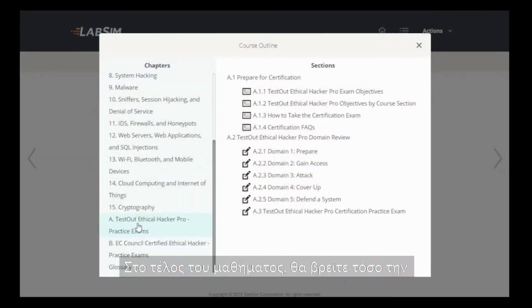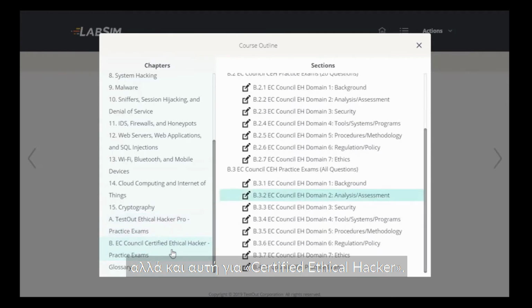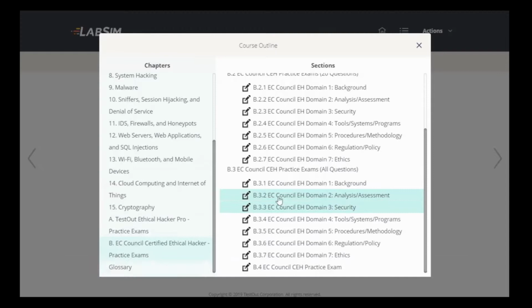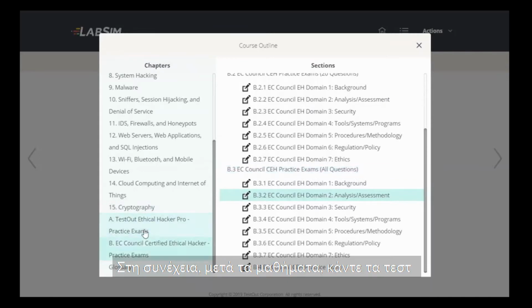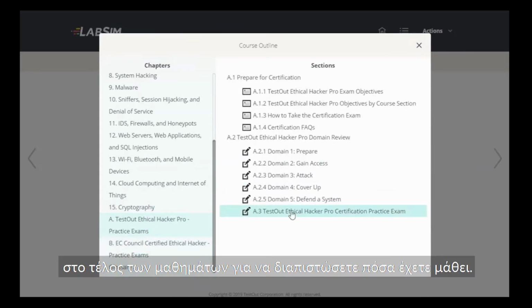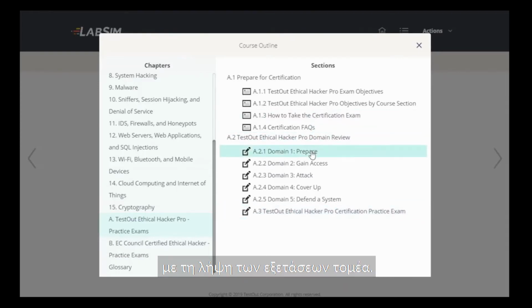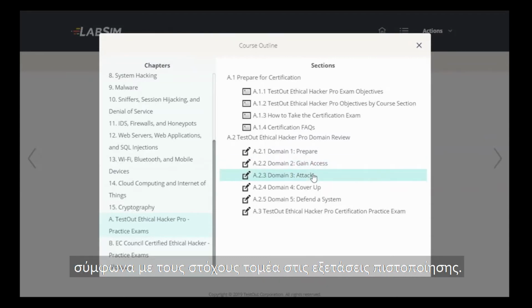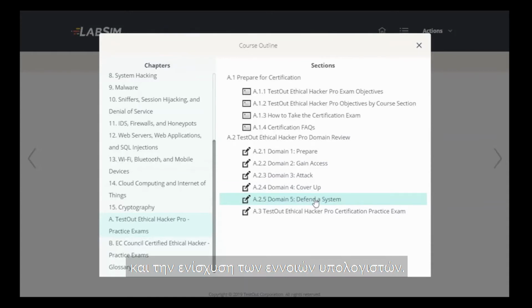At the end of the course, you'll find both the TestOut Ethical Hacker Pro Certification Practice Exam and the Certified Ethical Hacker Practice Exams. These tests help you prepare for certification. Consider using the exams as a pre-test at the beginning of the course to determine how much you already know. Then, as a post-test, retake the exams at the end of the course to see how much you've learned. You can also test your knowledge by taking the domain exams. The domain exams divide test questions up according to the domain objectives in the certification exams. It's another way to practice and reinforce computing concepts.